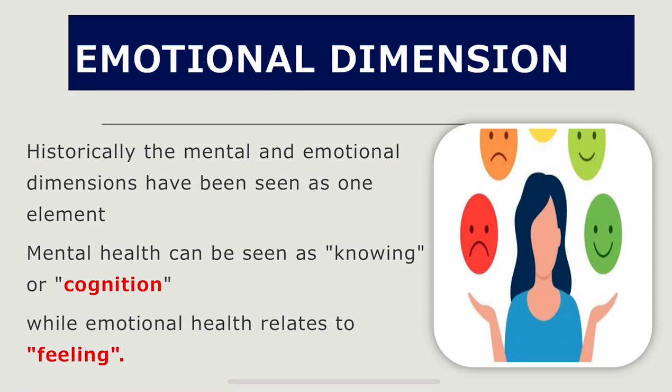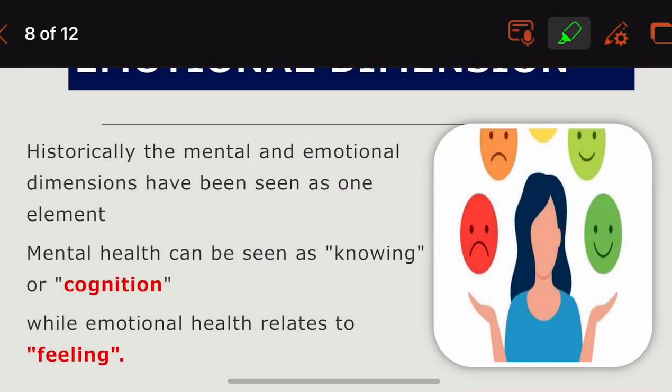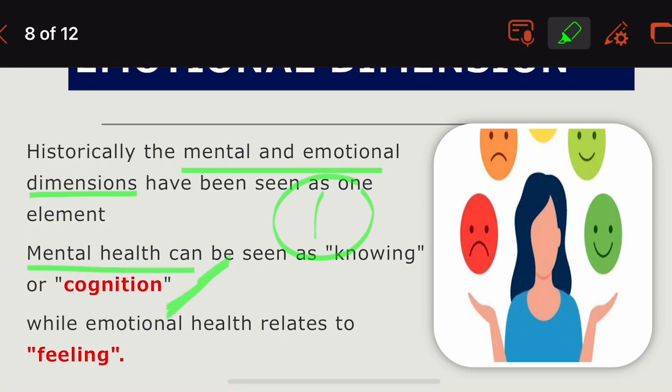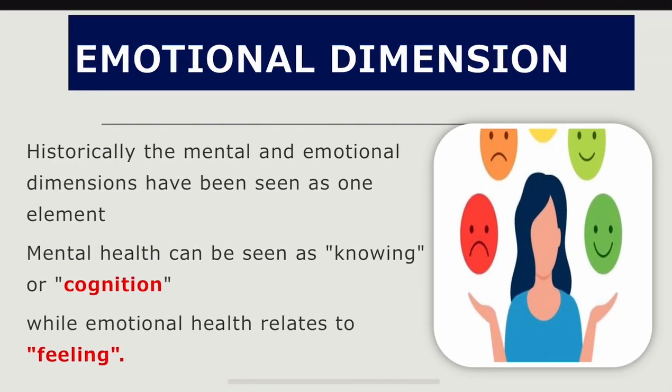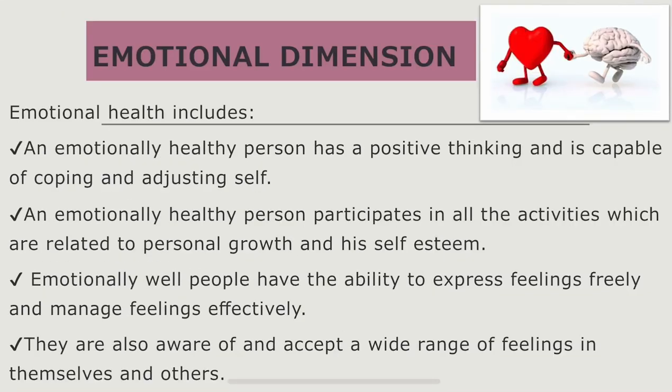Moving on to the emotional dimension. Historically, sorry guys, the mental and emotional dimension was seen as one element. They used to consider the mental and emotional dimension as one element before, but now there is a clear difference between the two. Mental health is nothing but knowing and cognition, it is related to the intellect, whereas emotional health is related to the feelings of a person. Okay, now let us see what emotional health includes.